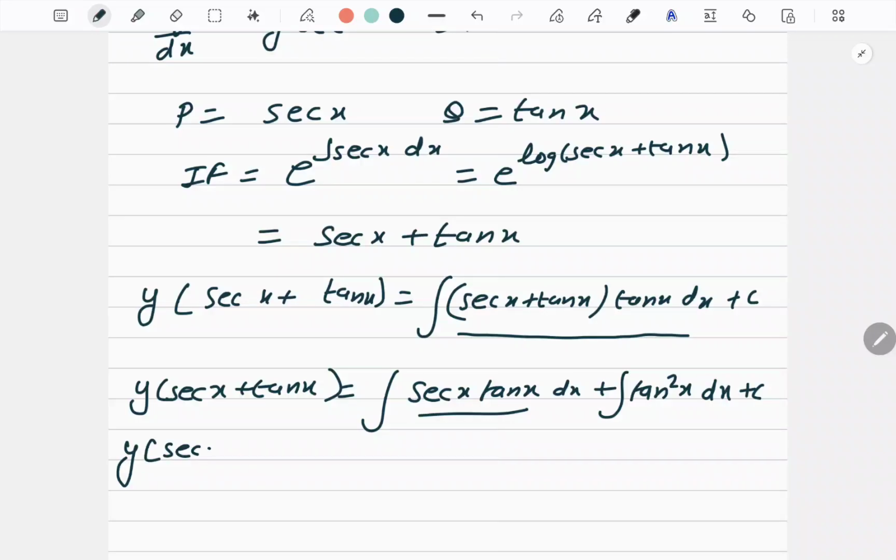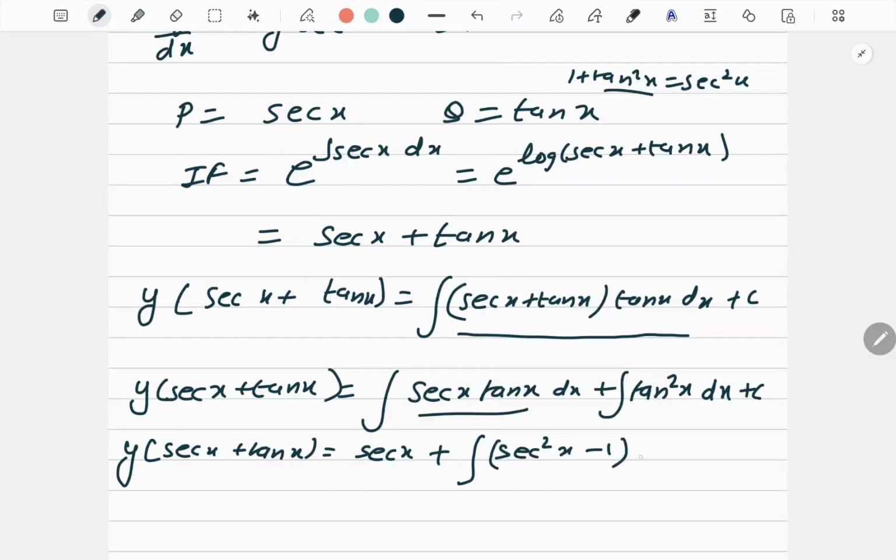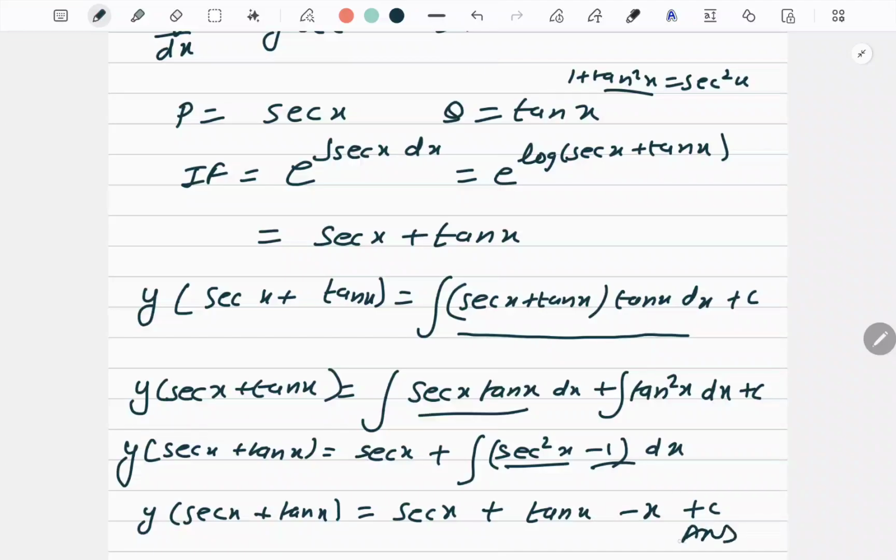So y (secant x plus tan x) is equal to, this is secant x. Okay. And this, what I can do, I know the trigonometric relation that 1 plus tan square x is equal to secant square x. Okay. So what is tan square x? Secant square x minus 1. So y (secant x plus tan x) is equal to secant x plus, what is the integration of secant square x? tan x. What is the integration of 1? x plus c. So this is my answer.